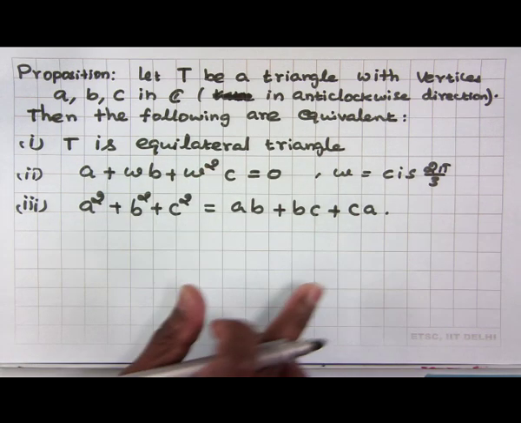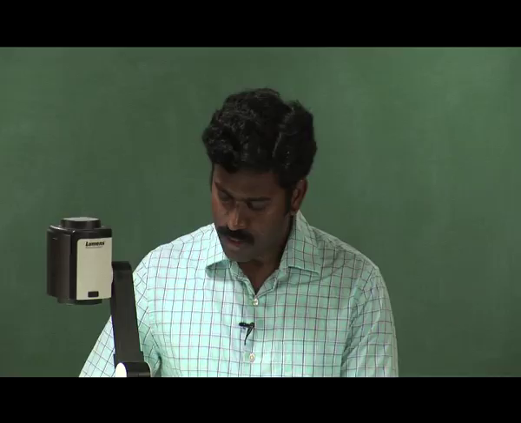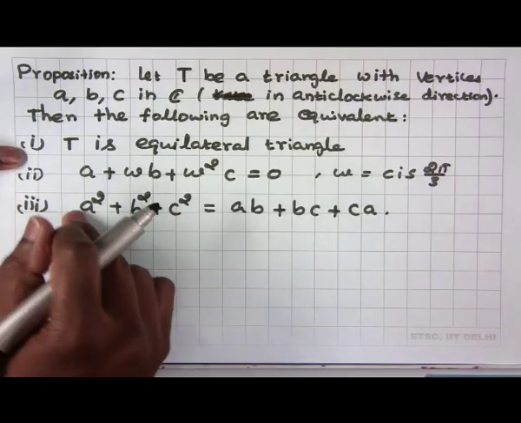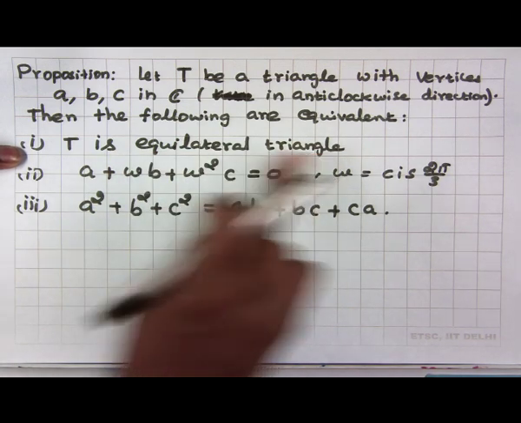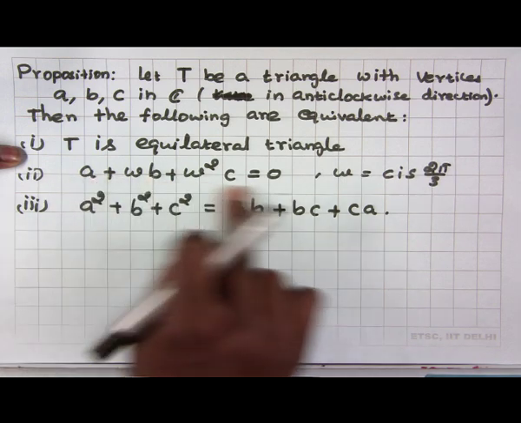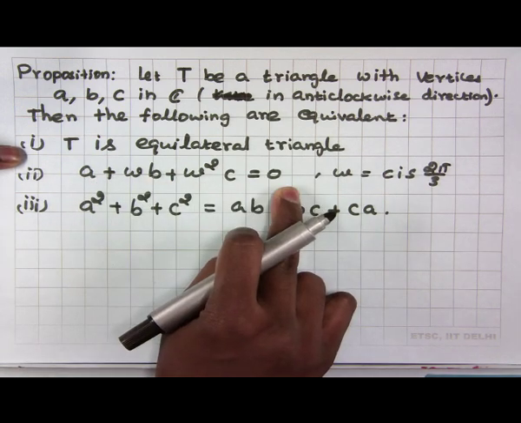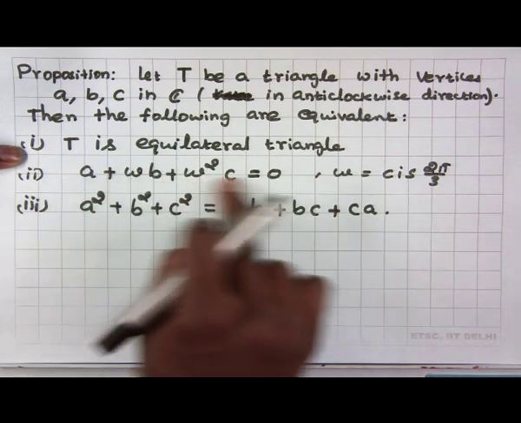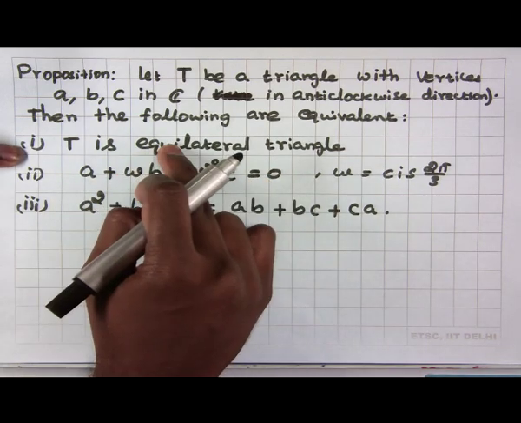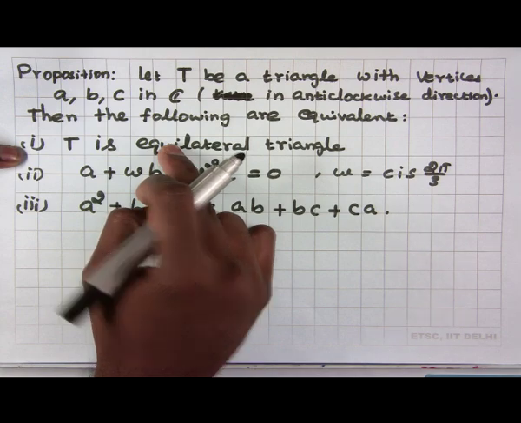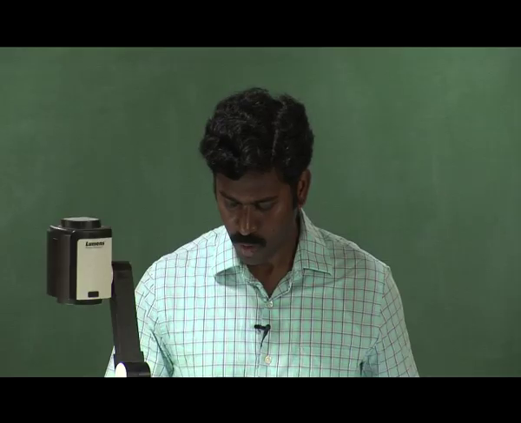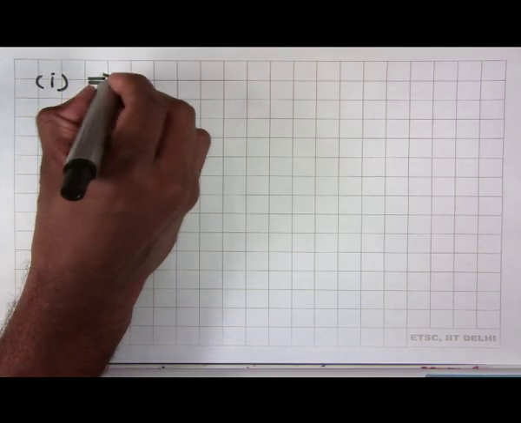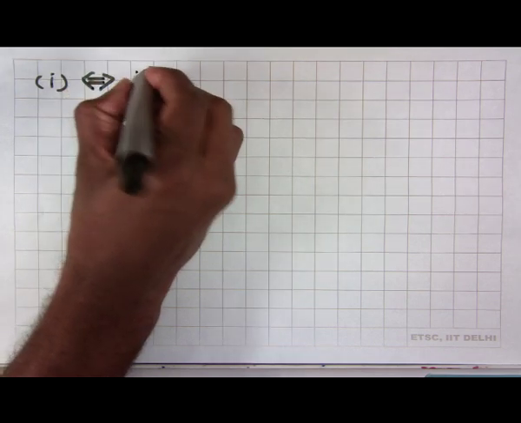So, let us try to prove this result. First, let me prove that if T is an equilateral triangle, then it satisfies this equation, and similarly if the equation is satisfied, then we can claim that it is an equilateral triangle. So, we will show that 1 and 2 are equivalent statements.